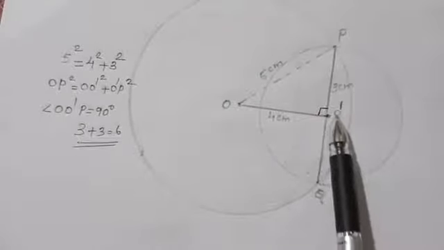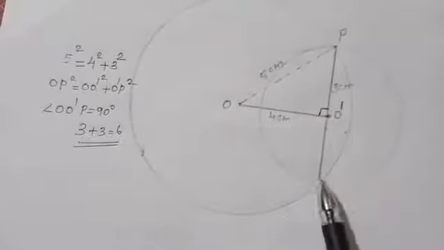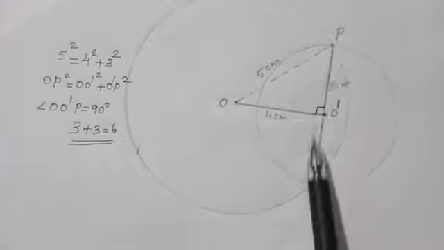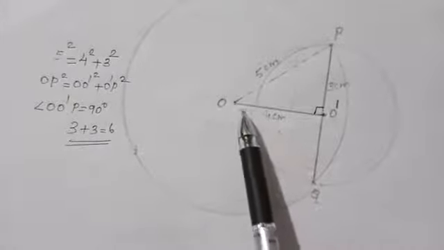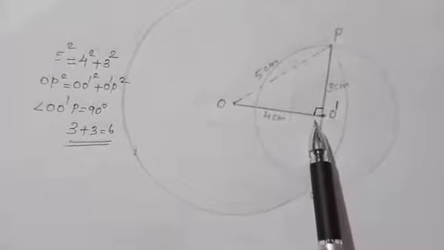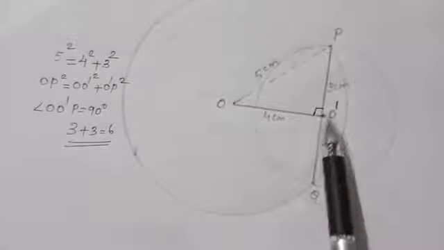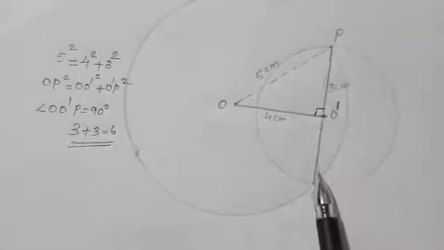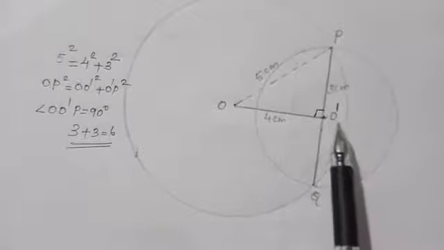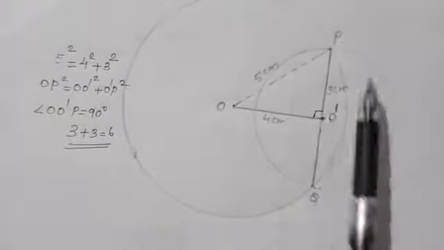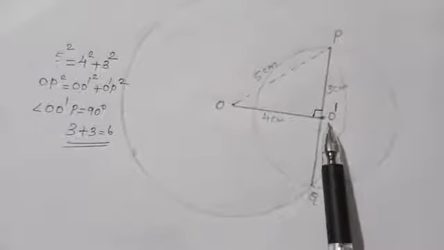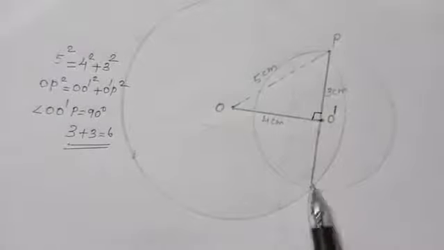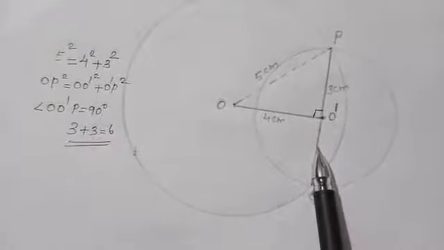Now consider O dash lies on the common chord PQ. That means O dash is perpendicular to PQ. The perpendicular drawn from the center of a circle to a chord of it bisects the chord. That means O dash is the midpoint of PQ. O dash P equals O dash Q. O dash P is equal to 3 centimeters, so O dash Q is also 3 centimeters. So the total length of this chord is 3 plus 3 equals 6.